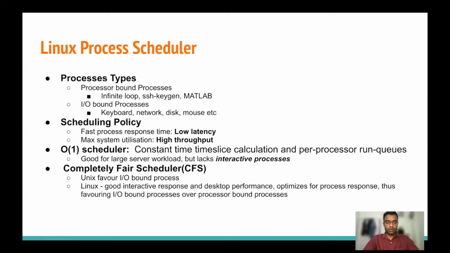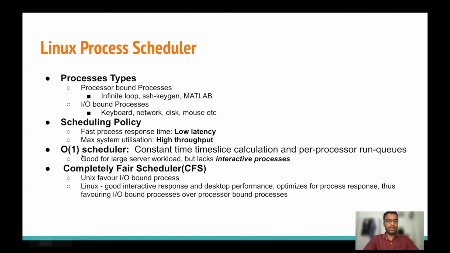So scheduling policy requires two things. First is fast process response time or low latency, and second is maximum system utilization or high throughput. These are the two things that any system requires for better utilization of the resources and high performance.